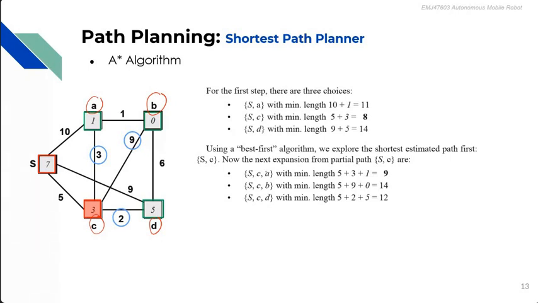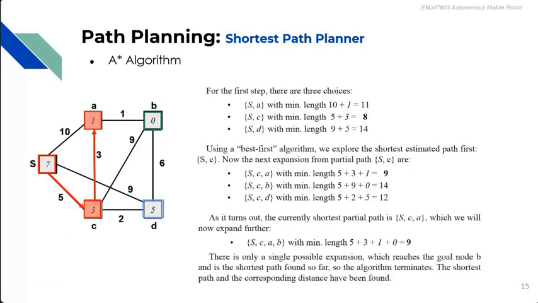So how do you calculate SCA? You plus this one, 5 plus 3 plus 1, you get 9. And then SCB is 5 here, plus 9 plus 0, so you get 14. And last one is SCD, 5 plus 2 plus 5, so you get 12. So which one is the lowest? 9. 9 is the lowest.